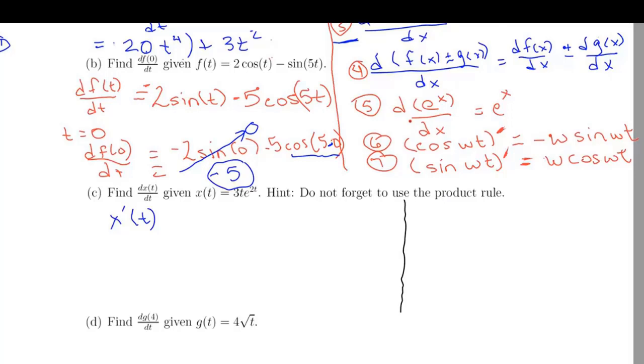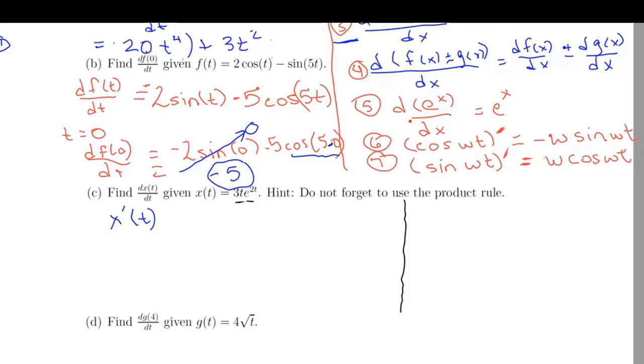We have the product of two functions multiplied, right? Because we have t times e to the 2t. That's actually multiplication. And then times 3, I'm not worried about my constant because I can just pull that out. But t e to the 2t, I do have to be concerned about because it is a product of two functions.